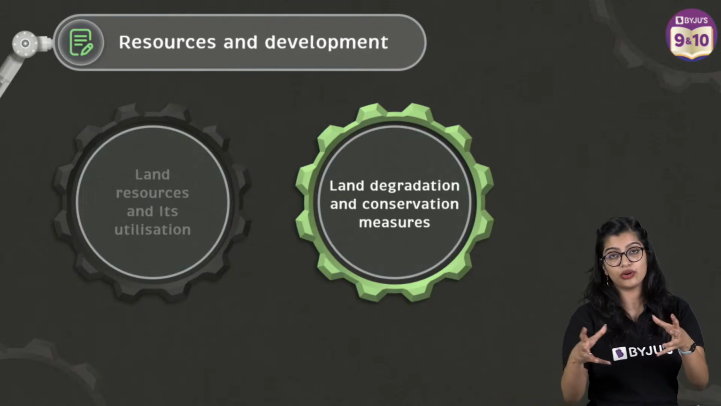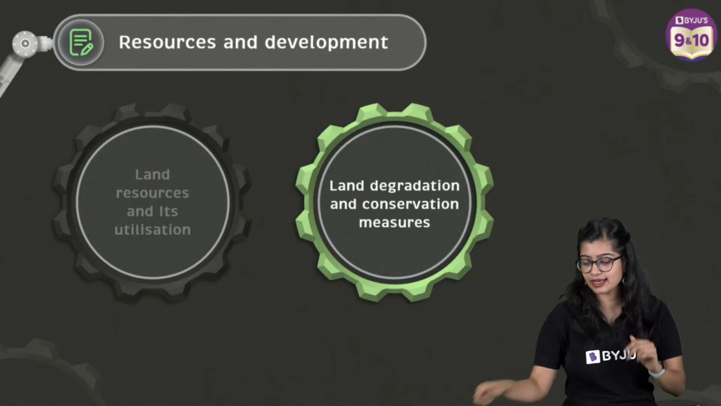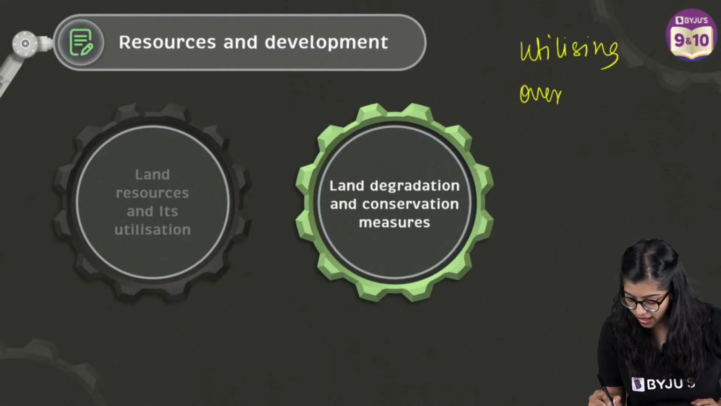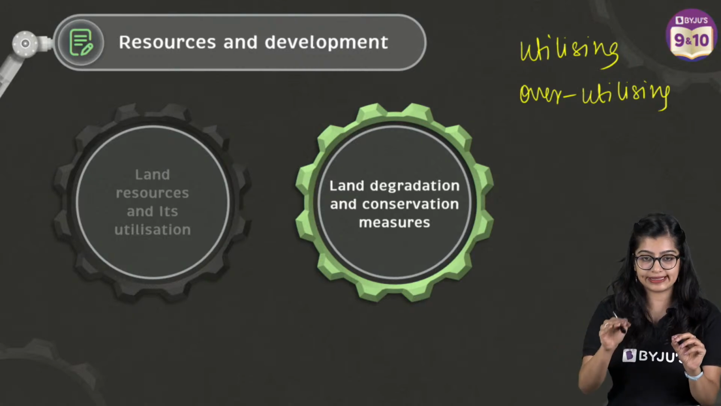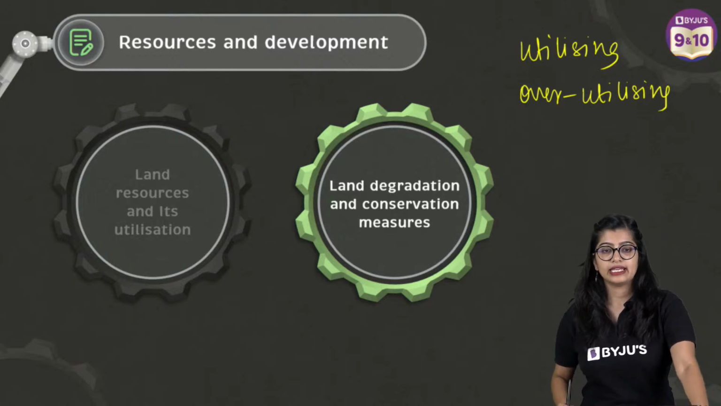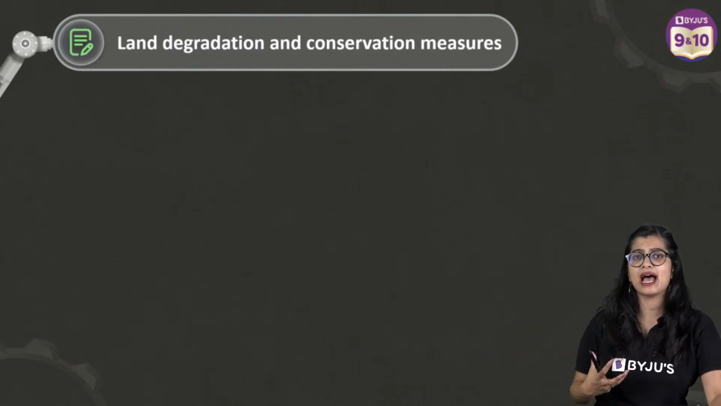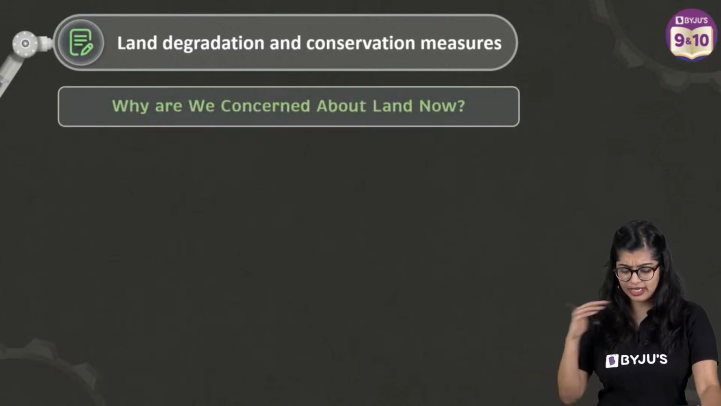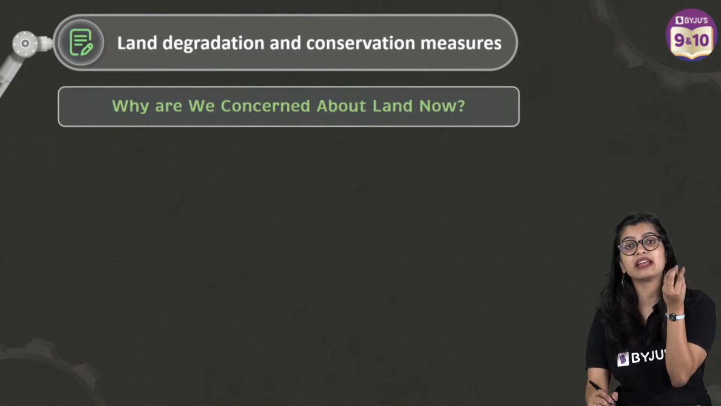So now, as we all know, land is utilized in multiple ways. But do you think we are utilizing it? I have a question now. Are we utilizing land or are we overutilizing land? Can you tell me? Yes, we are overutilizing it, right? If we have all of these things available to us, we are not using them wisely. Rather, over a period of time we have been overutilizing land and degrading its quality.